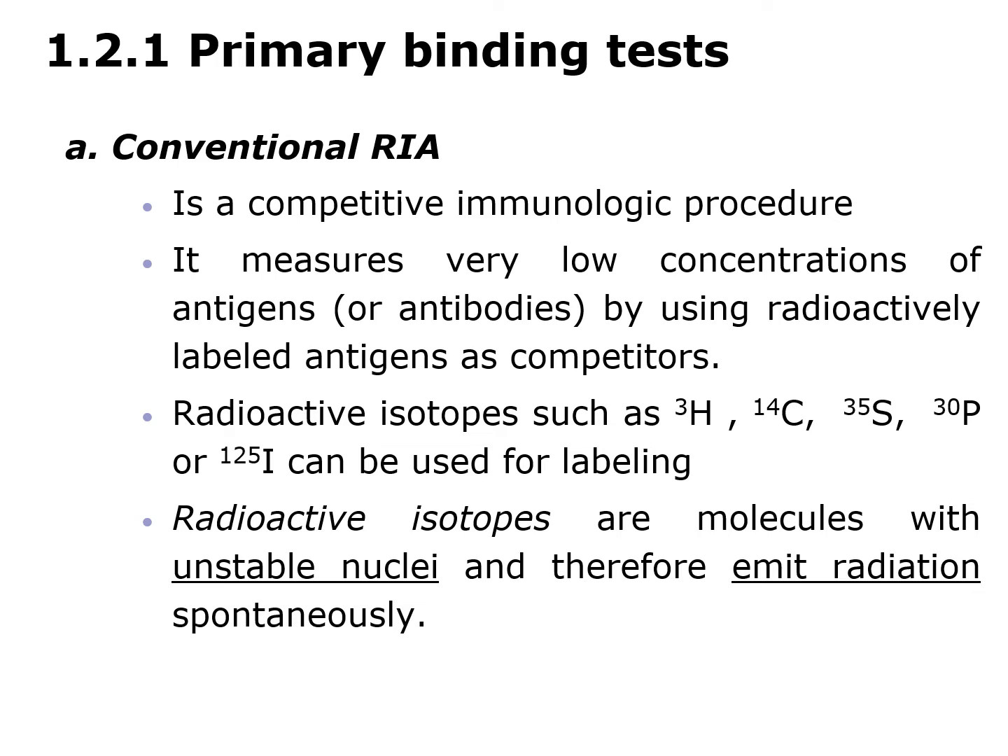So for labels, we use radioactive isotopes like heavy hydrogen, carbon 14, sulfur 35, phosphorus 32, iodine 125, iodine 131. Right, so these isotopes are not actually molecules, but more like atoms, unstable atoms that can emit radiation. When we say radiation, those are the alpha, beta, gamma particles.